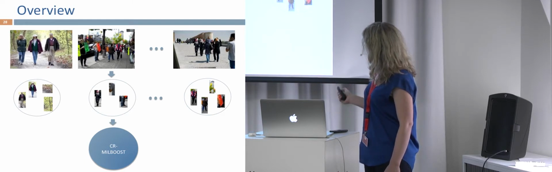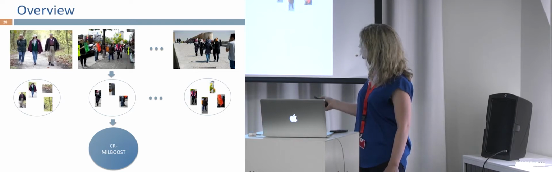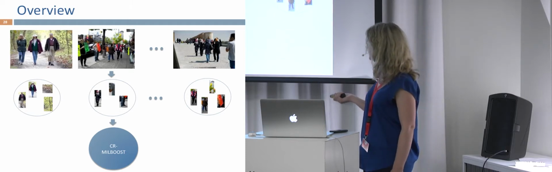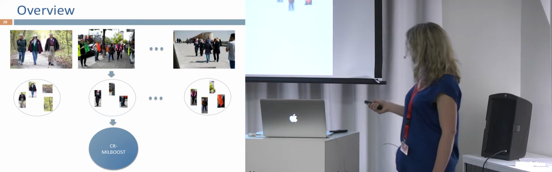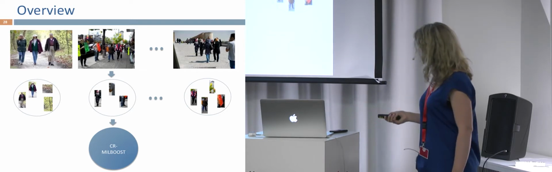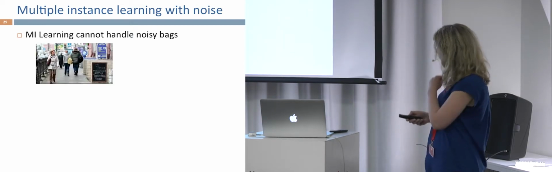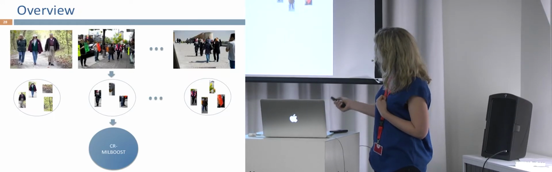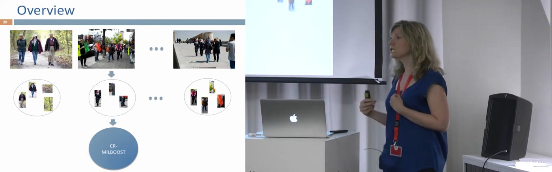Okay, so given this kind of data, we use it as input to an algorithm that we call confidence rated MILBoost, or CR MILBoost for short. This algorithm learns object detectors from this kind of data. As I said, multiple instance learning is able to learn from data where we have bags of examples, at least one of which is positive.